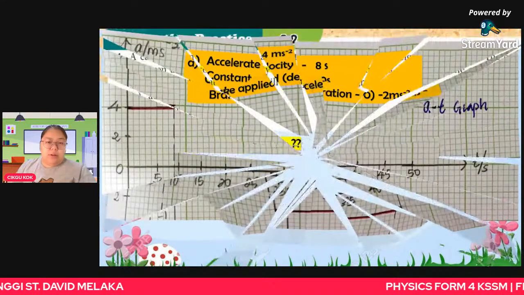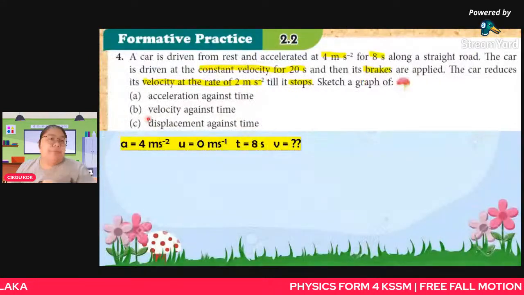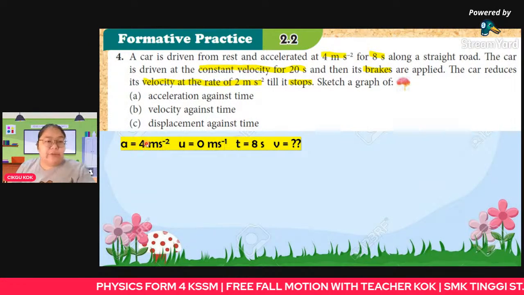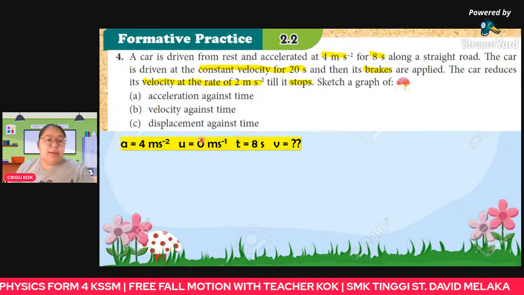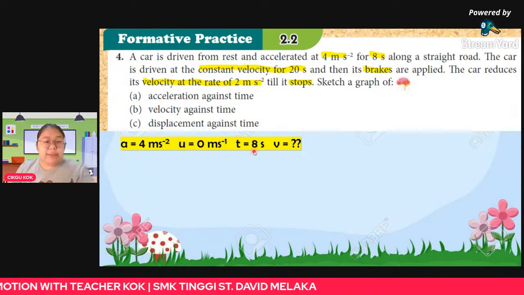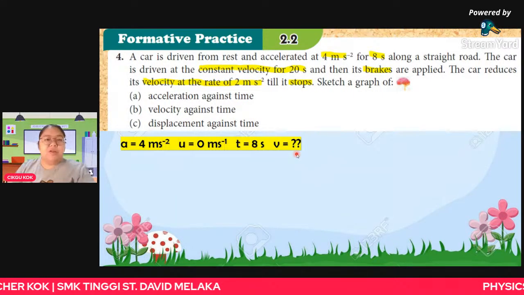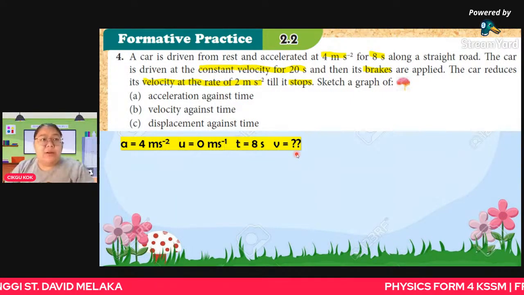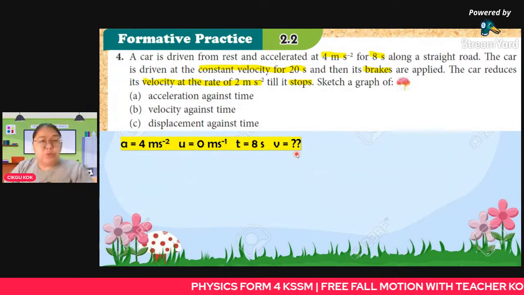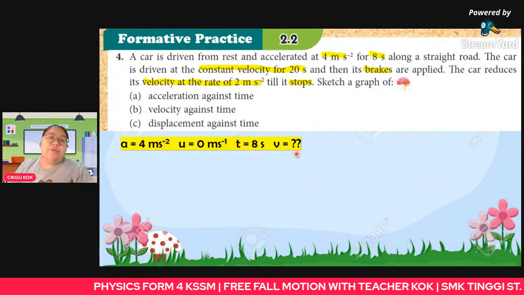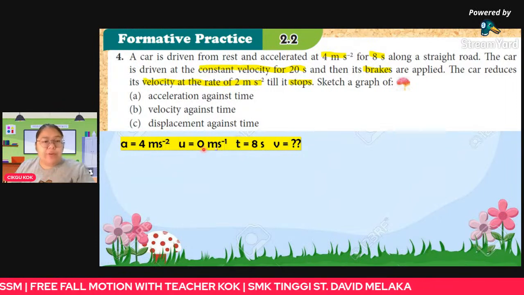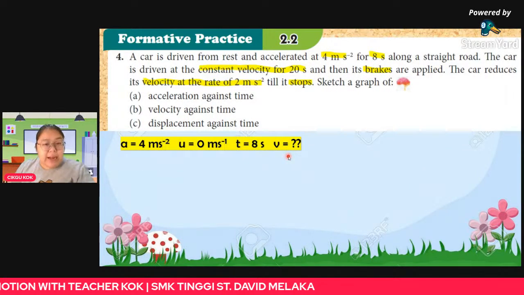Now I want to show you the second one. The second one should be the VT graph. So we need to understand the question first. First round they say 4 ms^-2. Then the initial is 0, it starts from rest. The time taken is 8 seconds. Final velocity is how many? We need to know the final velocity. You need to plot the graph later because we don't know where to stop. So from here, we need to find the equation first. We got a, we got u, we got t. Then they ask about the v.